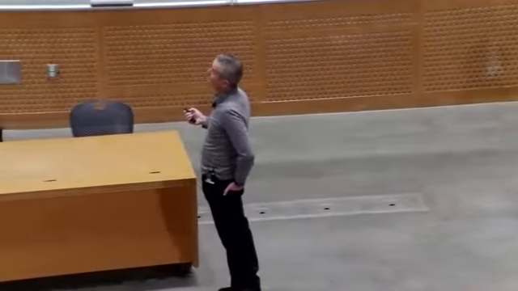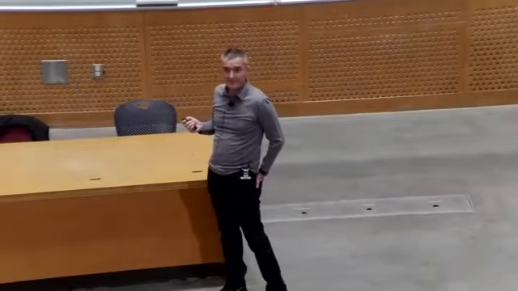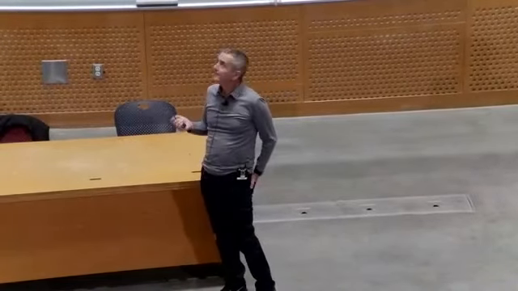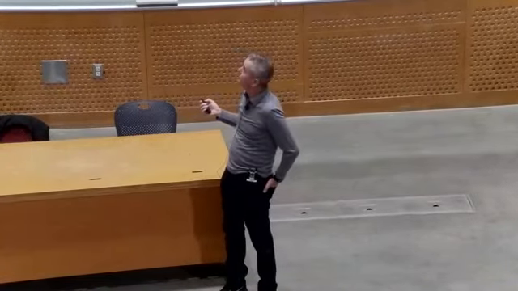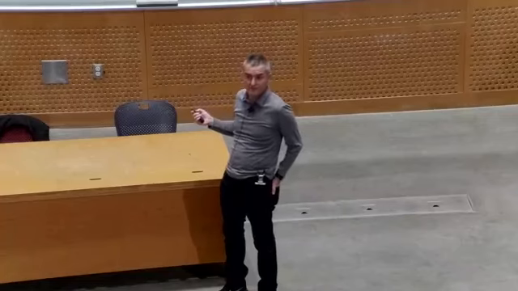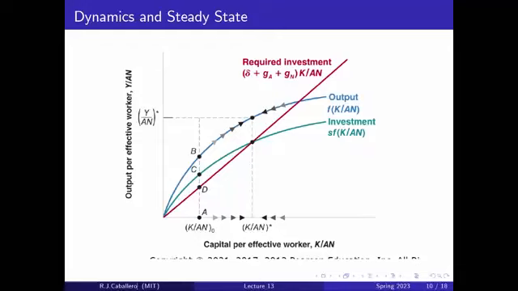If output over AN is constant in the steady state, how can that happen? Output has to be growing at which rate? At the same rate as the denominator. So it's GA plus GN. Okay.